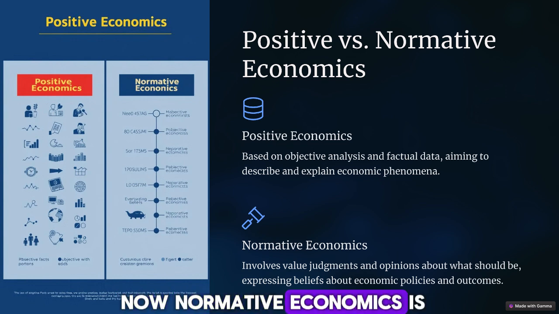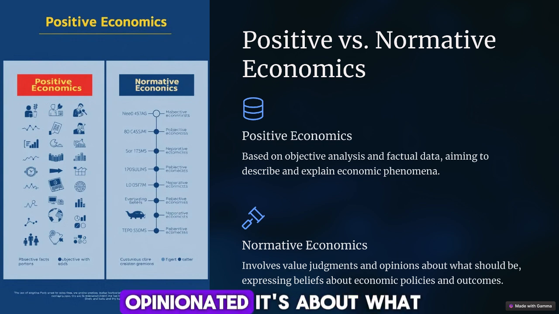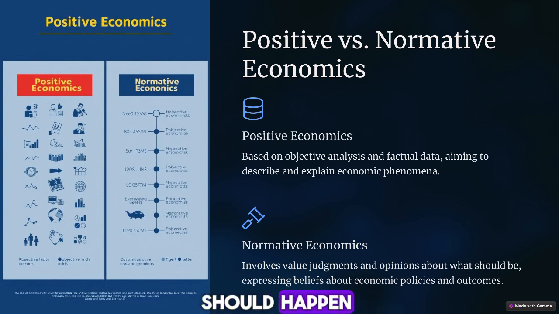Now, normative economics is where things get a little opinionated. It's about what should happen. So someone might say, the government should lower taxes to reduce unemployment. That's not a fact, it's a value judgment.